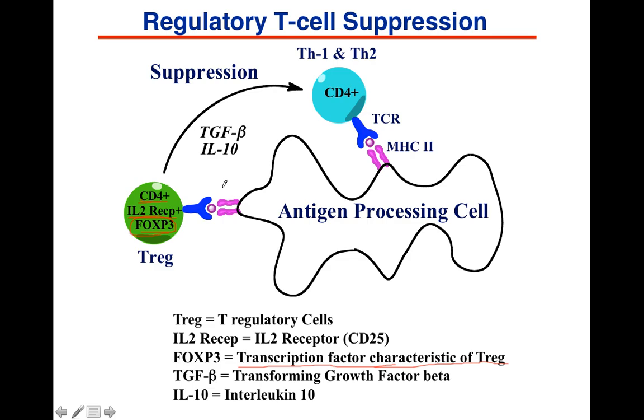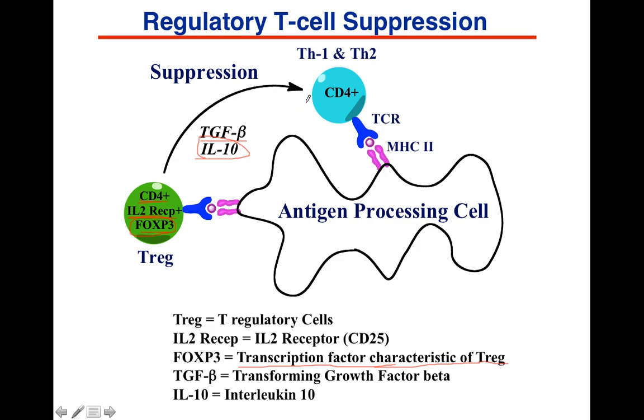Now, what this transcription factor does is it produces transforming growth factor beta and a very important cytokine as well, IL-10. And this interleukin 10 has a negative regulation on both Th1 and Th2 cells. Remember, these cells have IL-2 receptor on their surface.